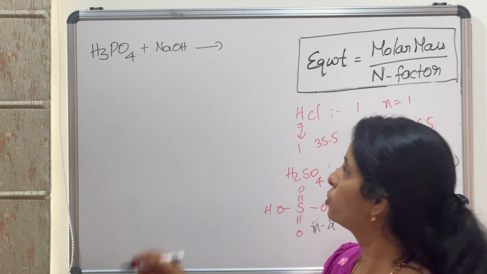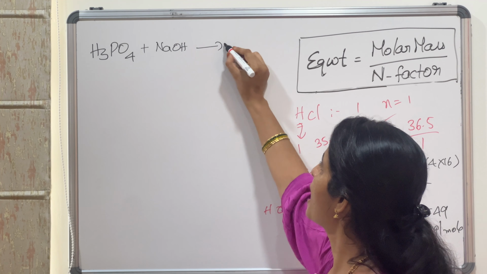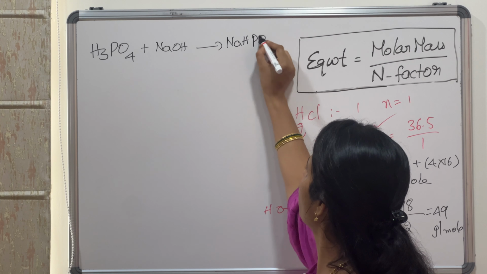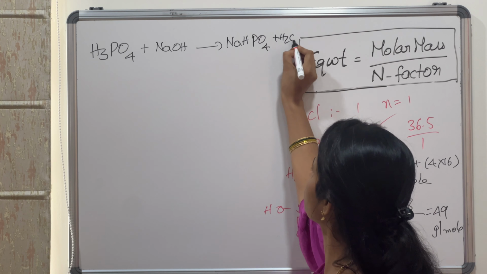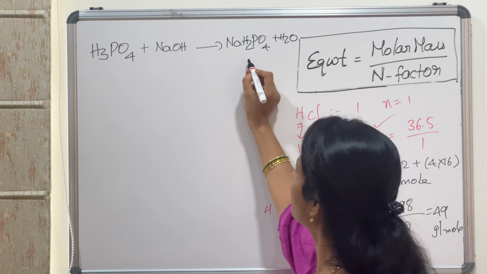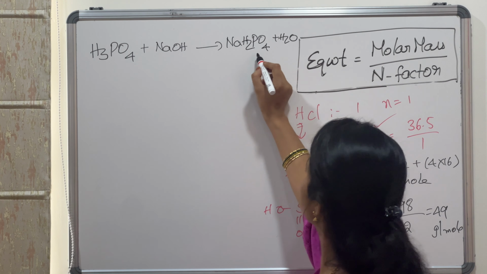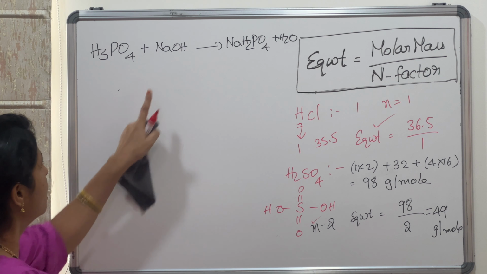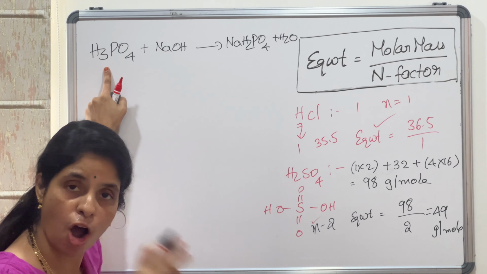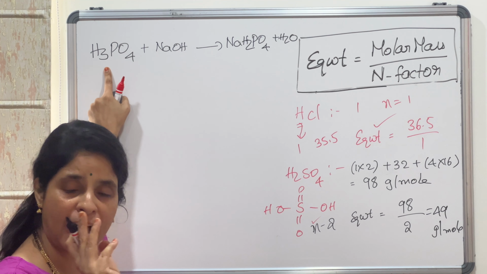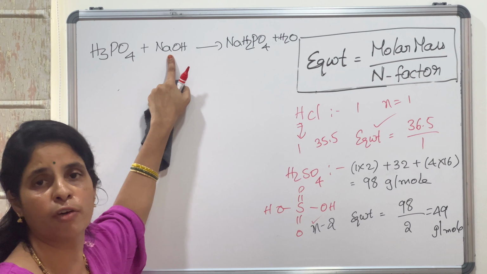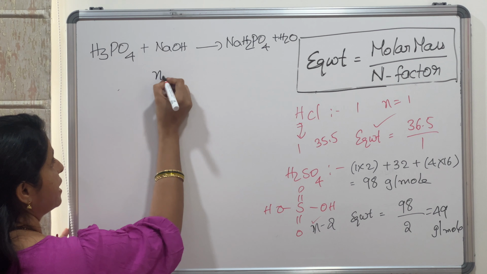So what will you do? If it reacts with NaOH, the equation will be H3PO4 + NaOH gives NaH2PO4 + H2O. If you look at this one, everything is balanced. Now only 1 mole of NaOH is there. So how many replaceable hydrogens? Although it consists of 3 replaceable hydrogens, only 1 will be replaced because in the reaction there is only 1 mole of NaOH. So what is the n factor for this reaction?